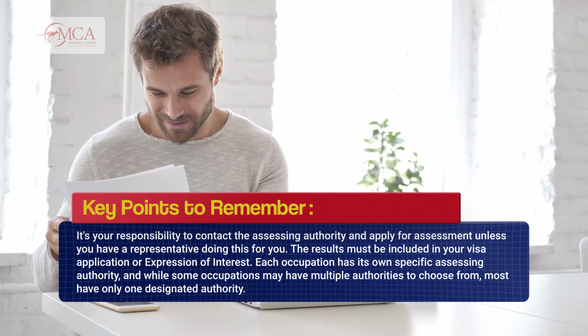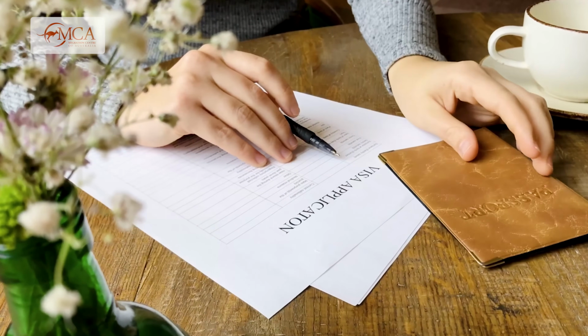Each occupation has its own specific skill assessing authority, and it's your responsibility to contact them and apply for the assessment, unless you have a representative doing that for you. The results of your assessment must be included in your visa application or your expression of interest when you apply for it, but especially your visa application if expression of interest is not the case.